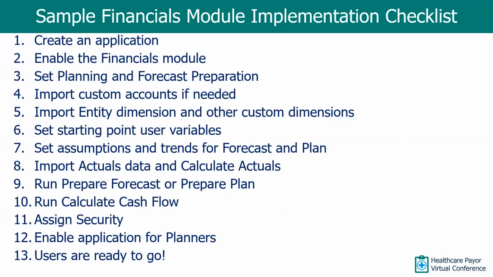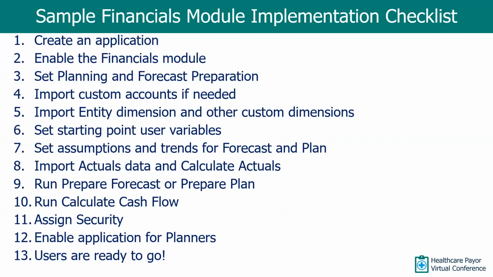So this is roughly the high-level checklist. You're going to create an application. You're going to enable the financials module. Once you've enabled it and set the configuration options, we then set the planning and forecast preparation, which is basically setting what the current periods are and how we are going to plan. We then, if you have, which you likely will, custom accounts, right? We know from a Payor standpoint, we're going to have some drivers like members.